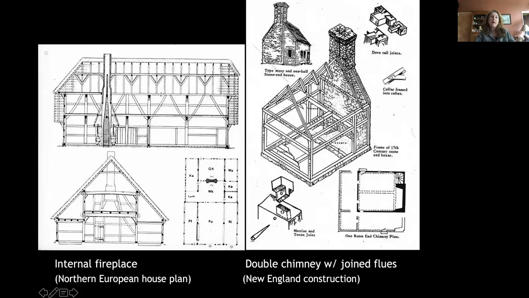And on the right, this is a typical New England construction. It has brick masonry, and this particular picture is showing a timbered construction with a double chimney. So you can have one large flue, but fireplaces in two different rooms.